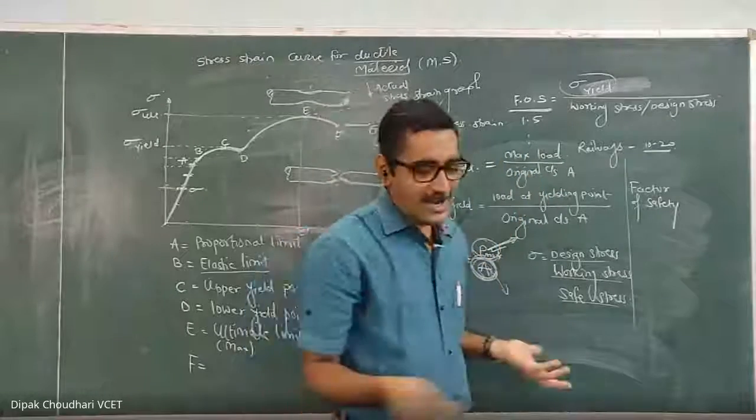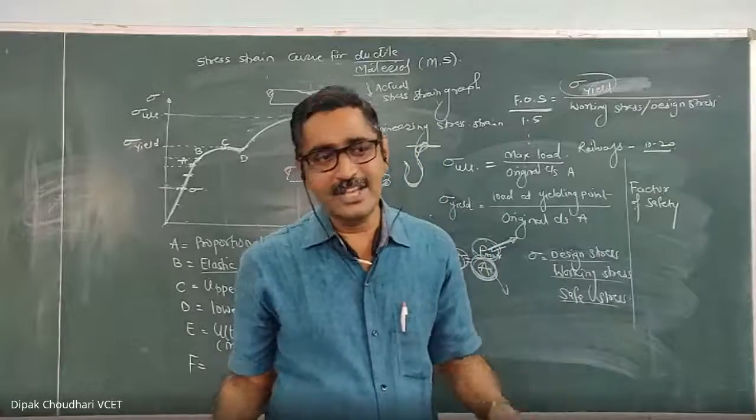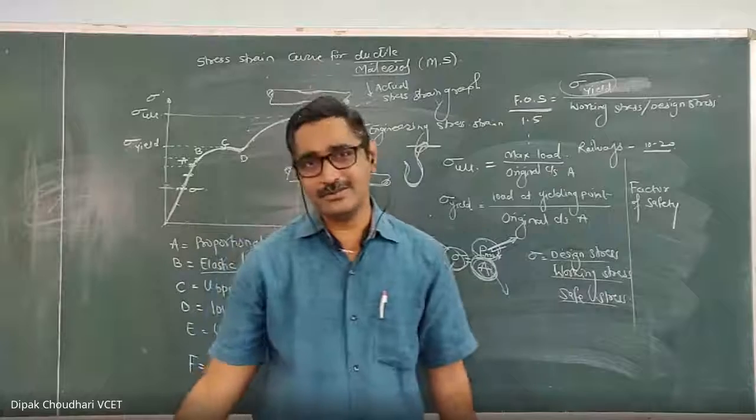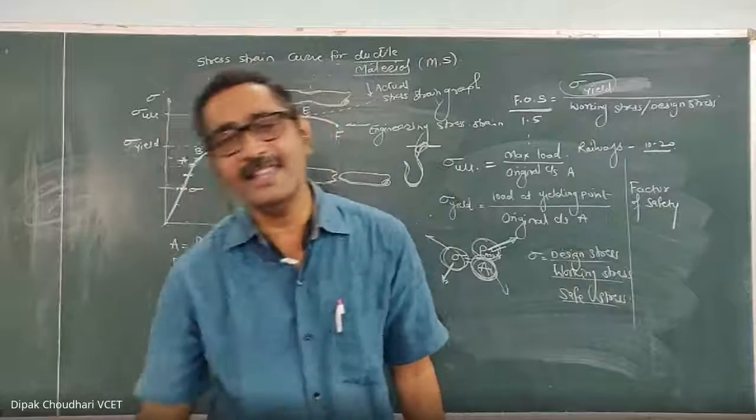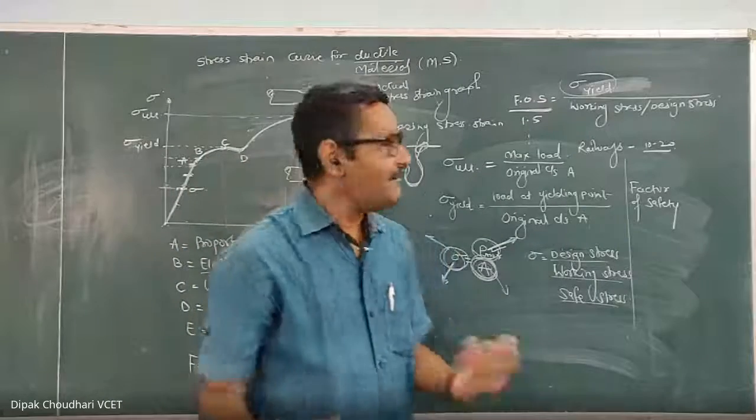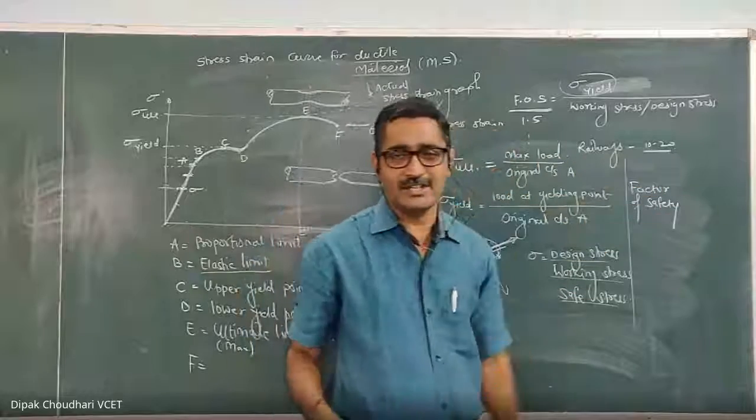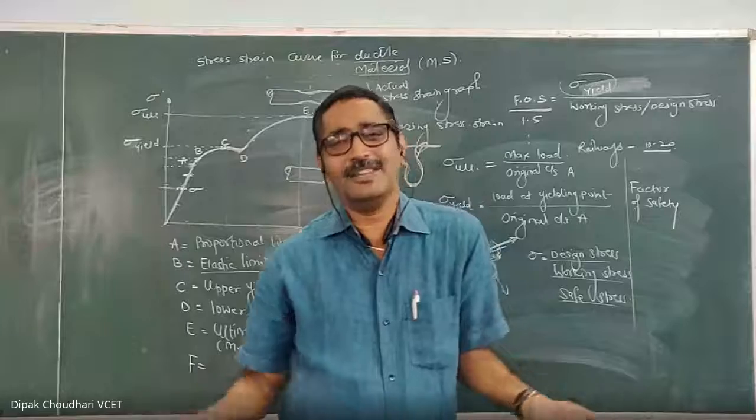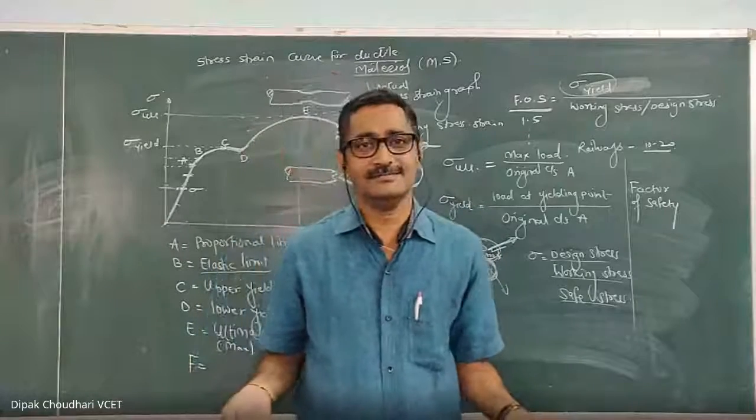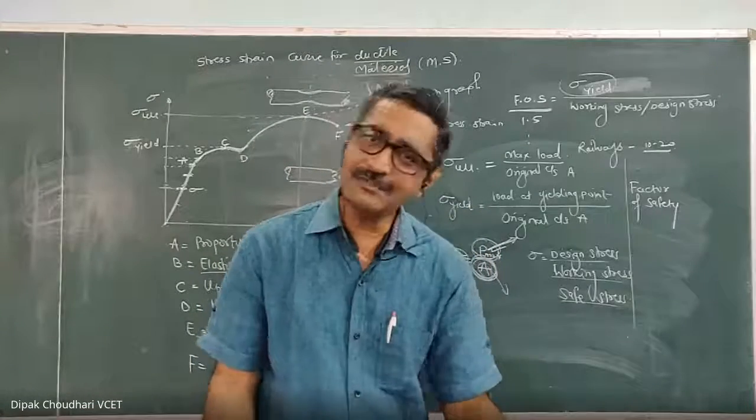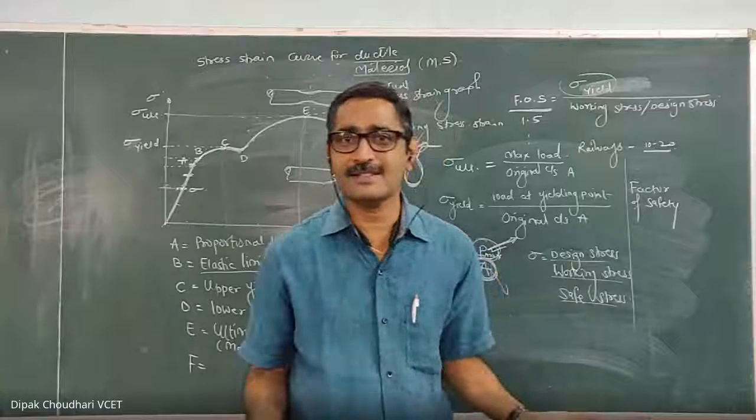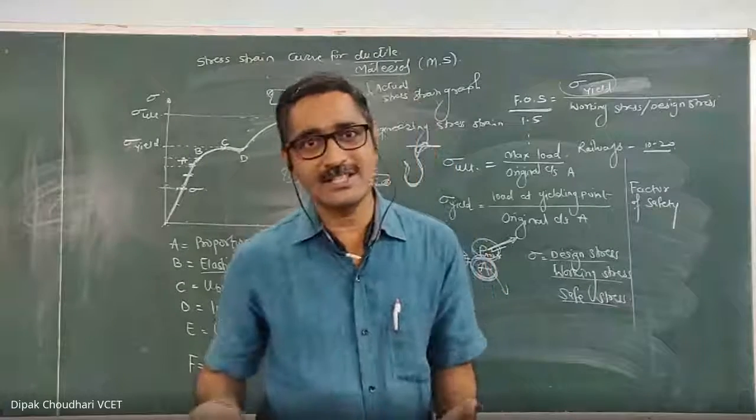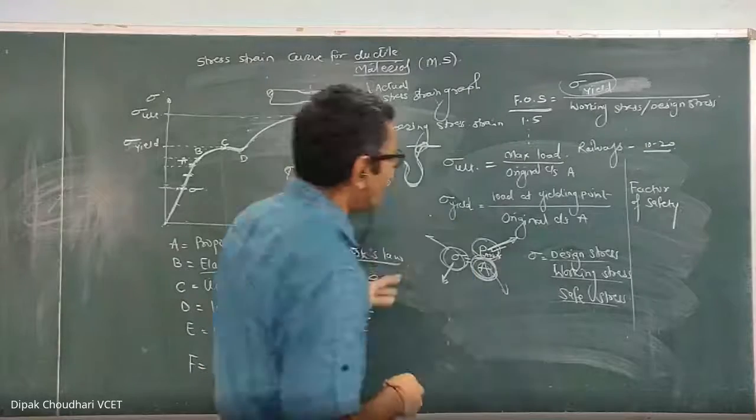If the component is not that important, for example this bench, if I want to design the dimension of this leg of the bench, I will not take the factor of safety as 10 or 20. Even if it fails, there is no possibility of casualty. If the component fails, I can repair it or replace it. But there won't be any major financial loss or casualties. Clear? So this is all about the factor of safety.